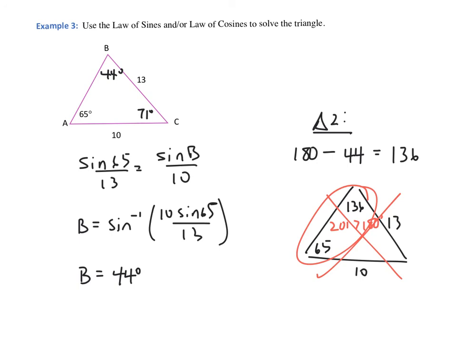Now that we figured out what B is, we have one more step: we still have to figure out what little c is. So sine of 71 over c is equal to sine of 65 over 13. We cross multiply and solve. Do you guys understand how to get c? Is it 13? I got 13.56. Okay, close enough. Did I not type it in right? I have 13.6. Oh, no.